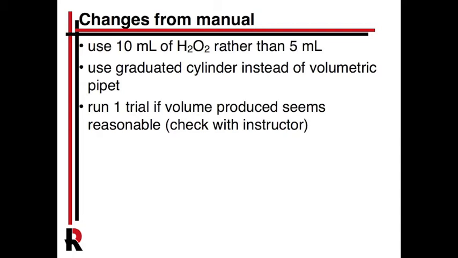So still read the introduction and how to do the calculations. That's going to be essential in getting your problem correct, but the protocol itself and how to use the device will be provided separately. In addition, we're going to double the amount of hydrogen peroxide. We're going to use 10 milliliters, and we're going to use a graduated cylinder instead of a volumetric pipette to measure that out. And I think we only really need to run 1 trial. You'll have to check with your instructor.